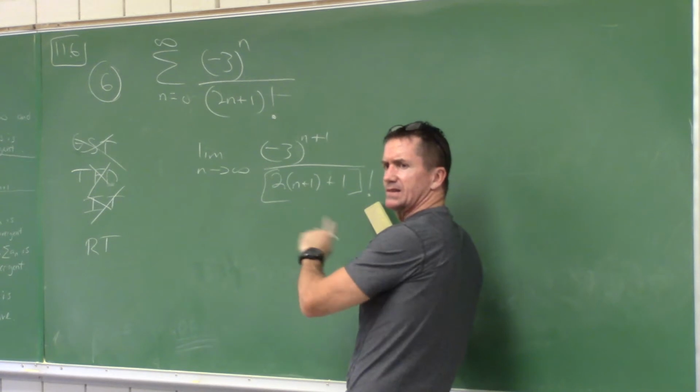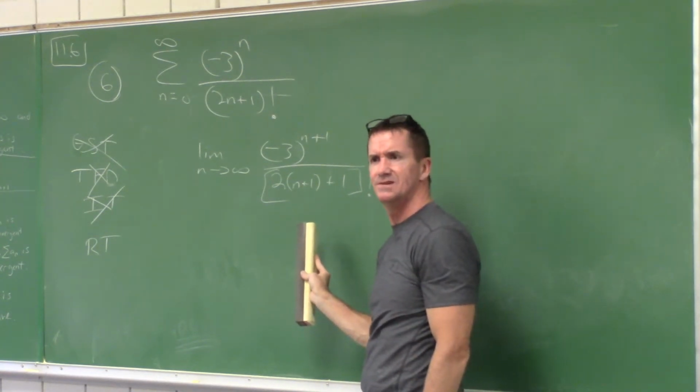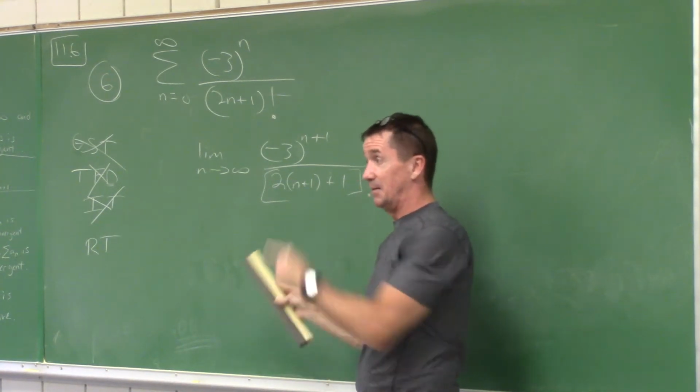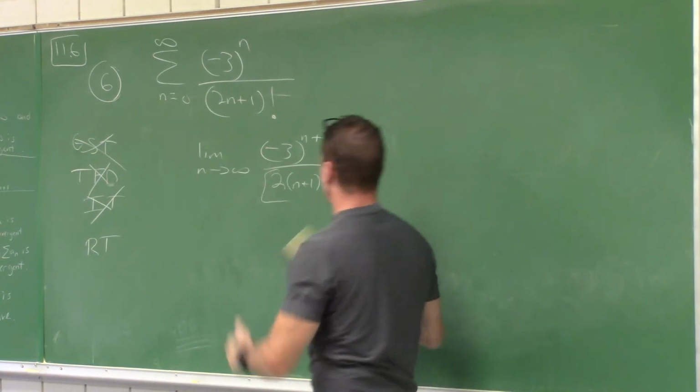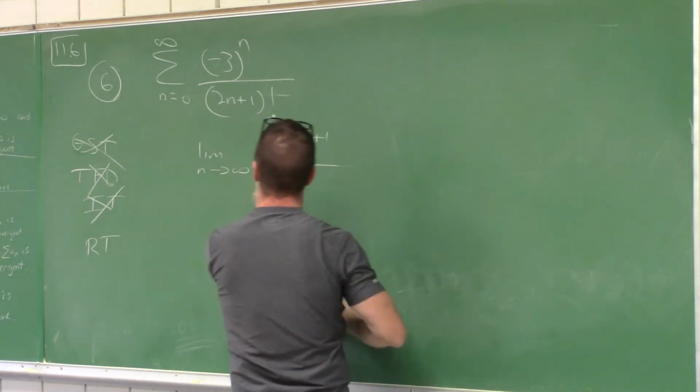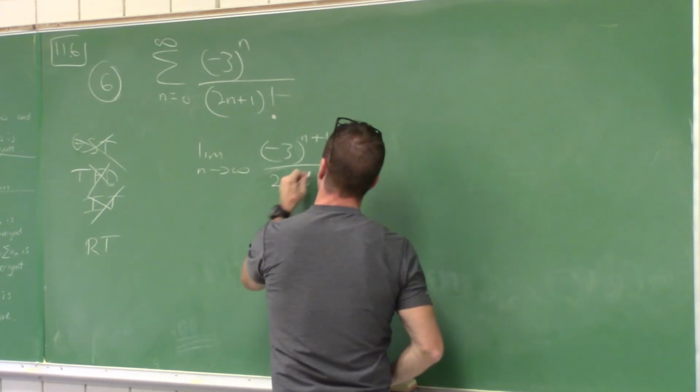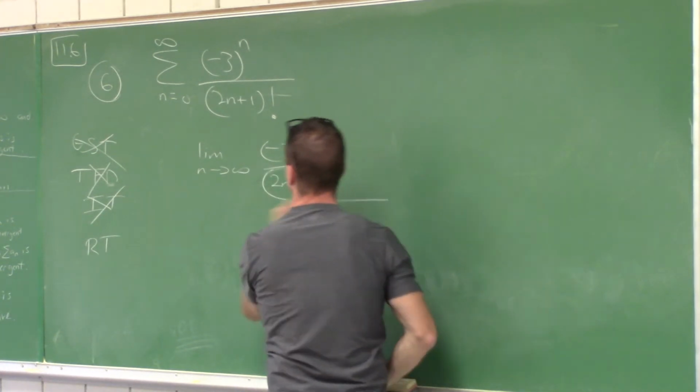Unless someone wanted to write it like that in their notes. Did anybody want to write it like that in their notes? No? Okay, I'm going to write that as (2n plus 3) factorial. Excellent. All right, we're rocking and rolling. Everyone put the fraction bar.